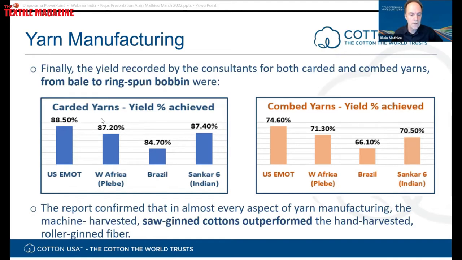The report confirmed that in almost every aspect of yarn manufacturing, the machine harvested sogen cottons outperform the hand harvested rhodogen fiber.